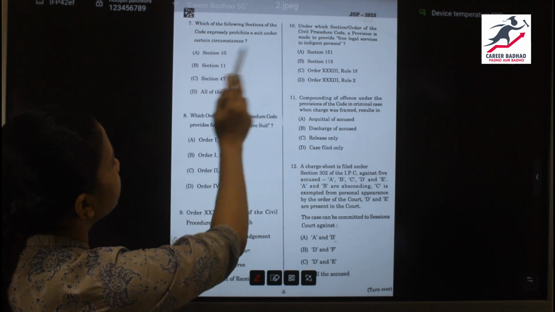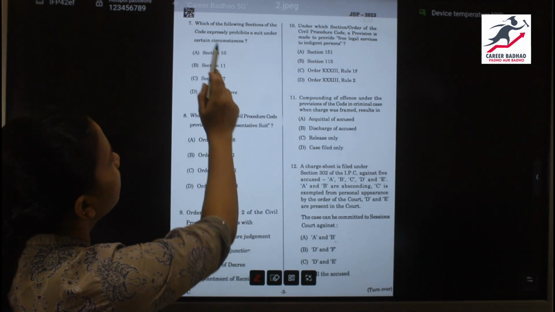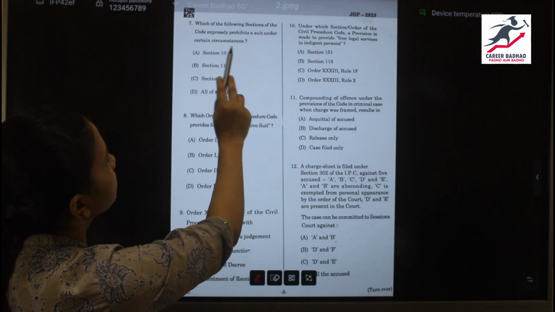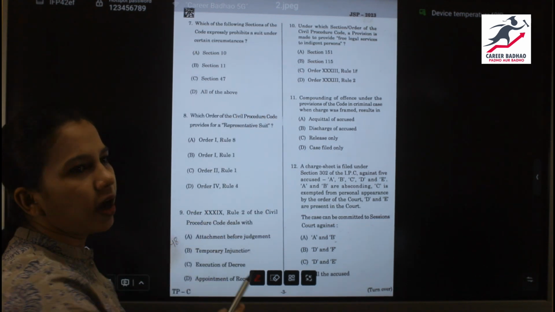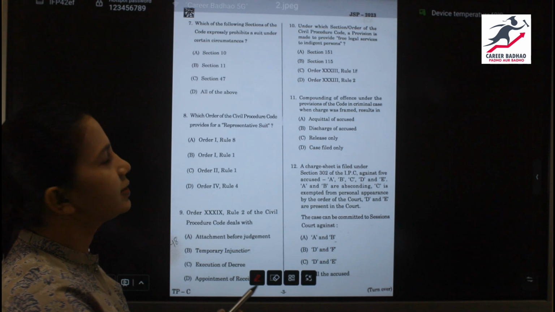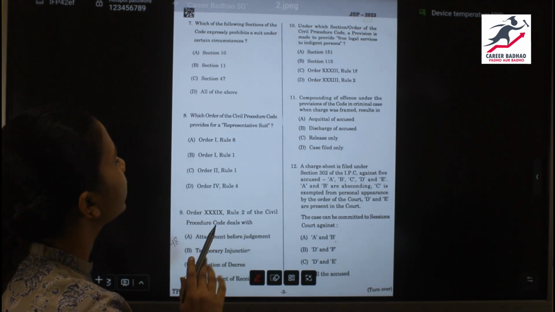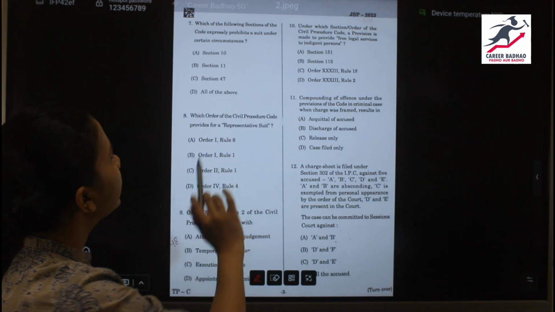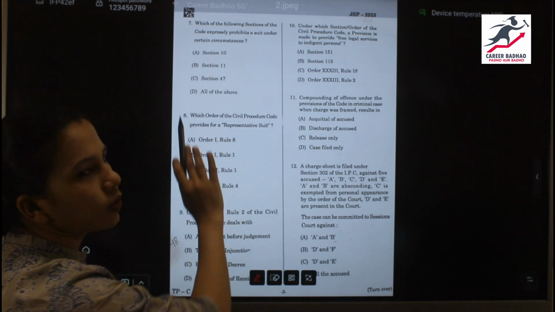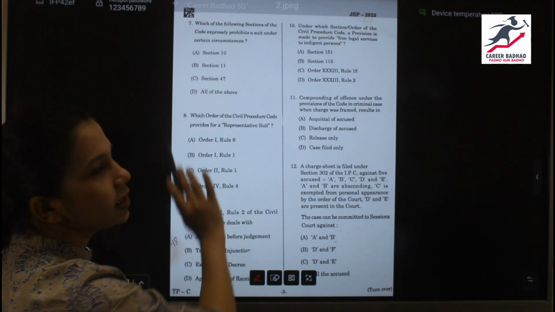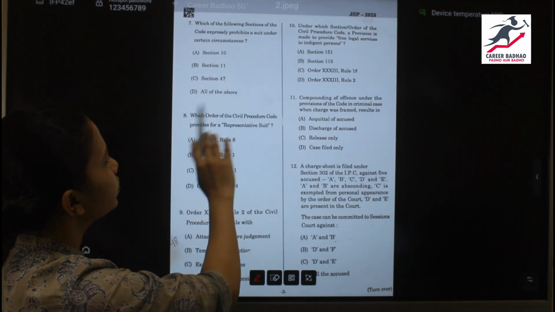Which of the following sections of the code, that is CPC here, expressly prohibits a suit under certain circumstances? As far as my knowledge is, section 9 is the only section which expressly bars the institution of suit. But here section 9 is not there, so we need to find out of these 4 which is the correct one. Section 10 deals with res sub judice, that is stay of suit.